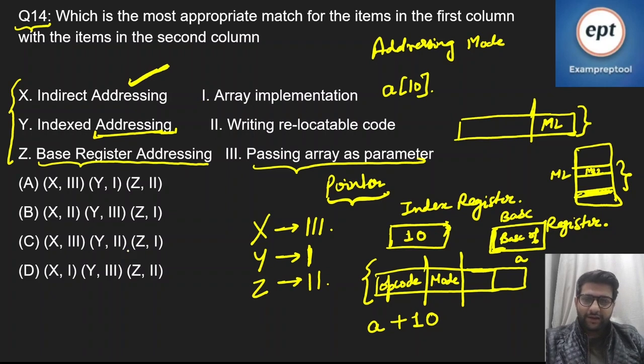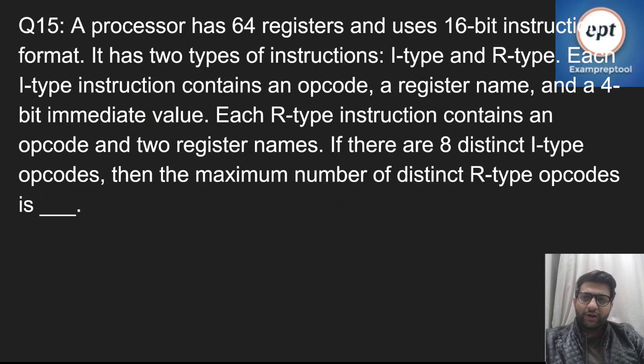So the answer will be X3 Y1 Z2. So that will be option A, right? I got a little confused here, thinking that it supported this, but this does not support it, as I've already explained in one of the previous questions, right? So let's move to question number 15.